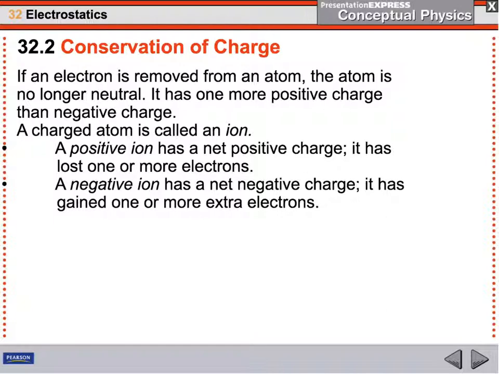If an electron is removed from an atom, the atom is no longer neutral. It has one more positive charge than negative charge. A charged atom is called an ion. A positive ion has a net positive charge. It has lost one or more electrons. A negative ion has a net negative charge. It has gained one or more extra electrons. In general, from what we're talking about, mostly it's going to be electrons that move from place to place, not the protons.